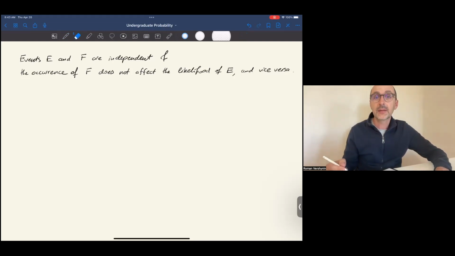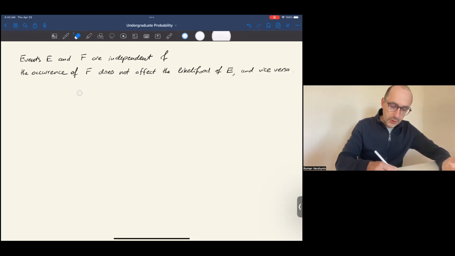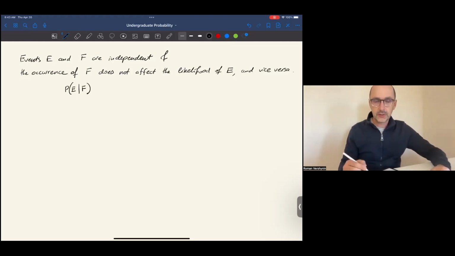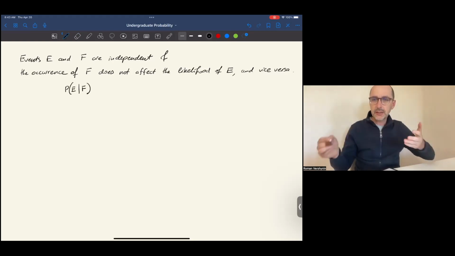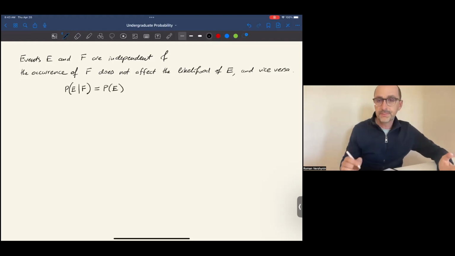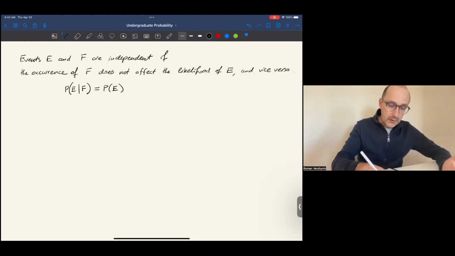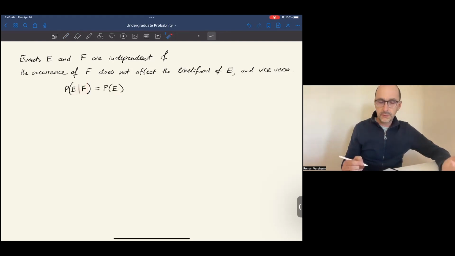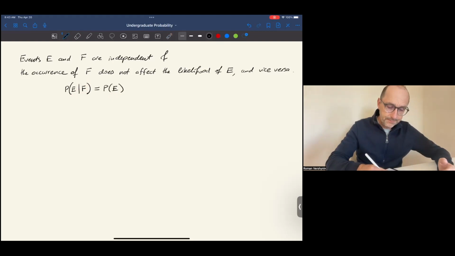Conditional probability can help us express this as a formula. If we know that F occurs, the likelihood of E is this conditional probability. And if E and F are independent, this conditional probability should be the same as probability of E. In other words, the occurrence of F does not influence the likelihood of E, and vice versa.